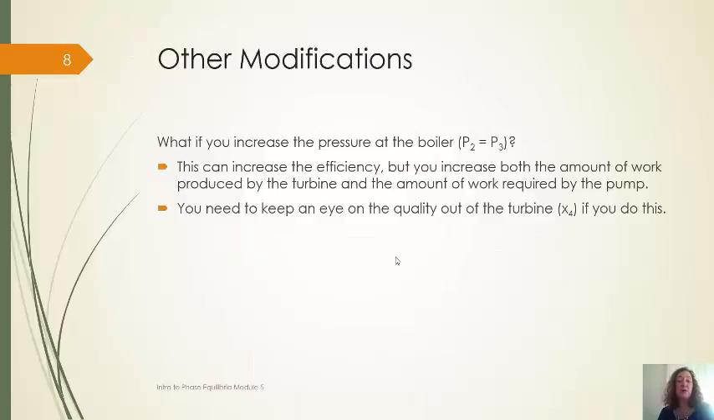So what if I increase the pressure at the boiler? Well, again, it can increase the efficiency, but you're going to require more work at the pump to get it to that higher pressure, but you'll get more work out of the turbine. Do it, but again, keep an eye on the quality to make sure that you do this. This is one of those modifications that you need to try, see what happens.